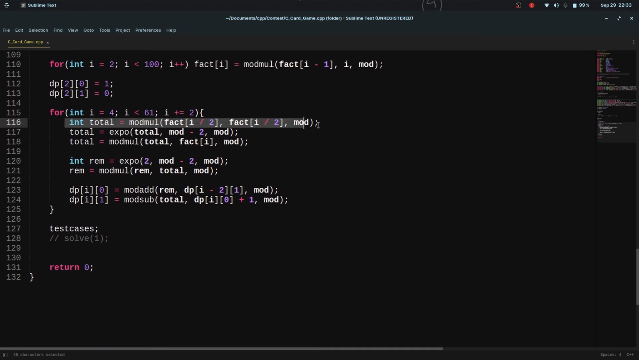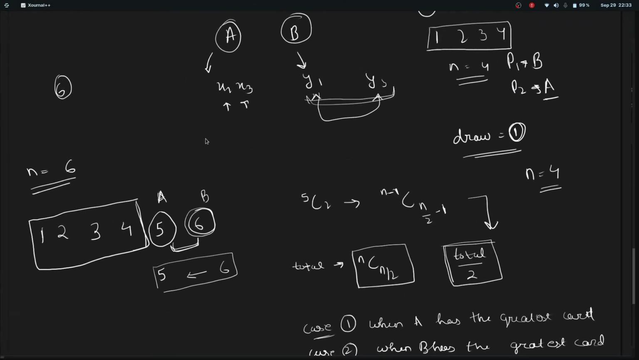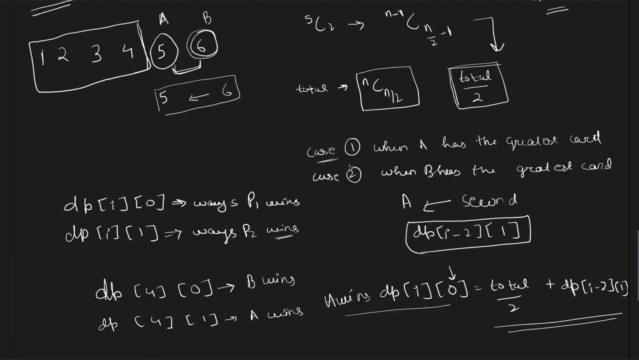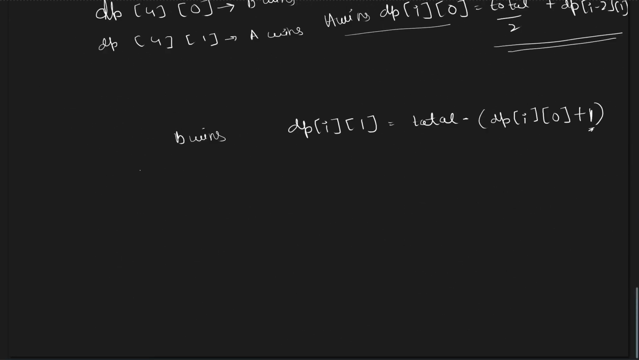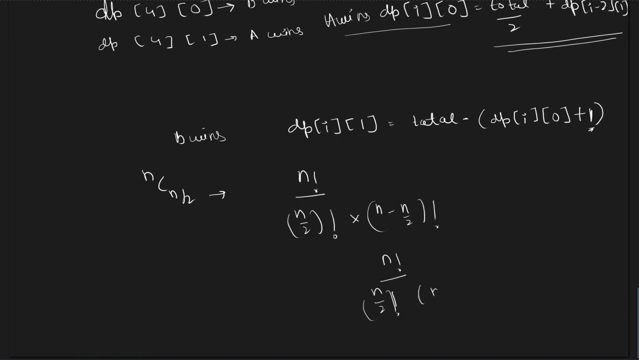Now I take the total number of values. Let me explain this part also. The total was nCn/2, right? So I can rewrite it as n factorial upon n by 2 factorial, r factorial, where r is n by 2, multiplied by n minus r factorial. So it is n minus n by 2 factorial, right? So this is basically n factorial upon n by 2 factorial into n by 2 factorial, right?